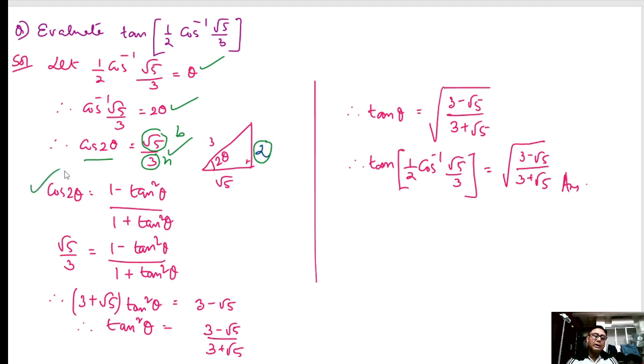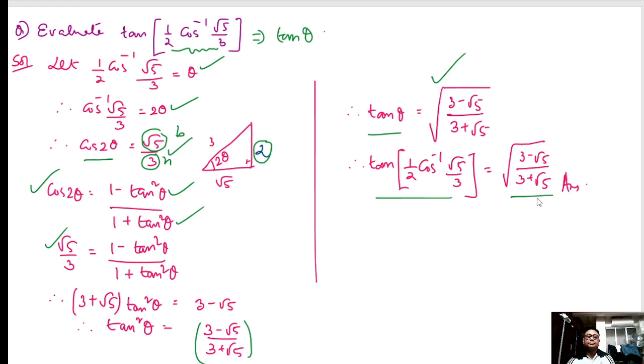So cos 2 theta again has a formula, 1 minus tan square theta by 1 plus tan square theta. This is coming root 5 by 3. So from here we are finding tan square theta, so tan theta is coming this. Okay, that means what? This was taken as theta. That means this could have been written as tan theta, and tan theta we already got. So the value of this is this.